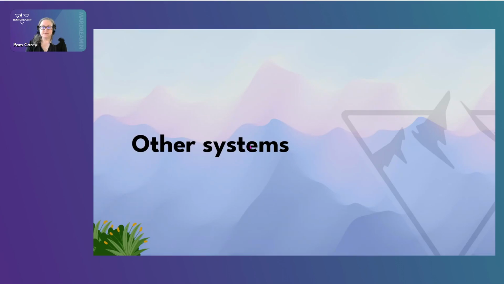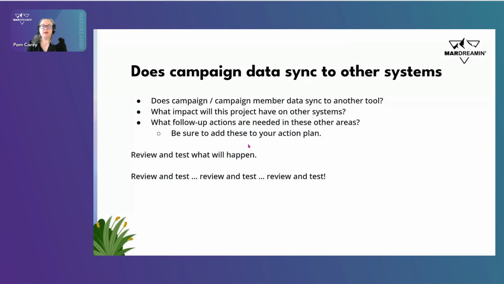Think about other systems. If your campaign data syncs to other systems, include this in your plan. If these systems will be impacted, perform testing to fully understand the impact, to identify what actions you need to add to your task list, and to ensure a smooth rollout.